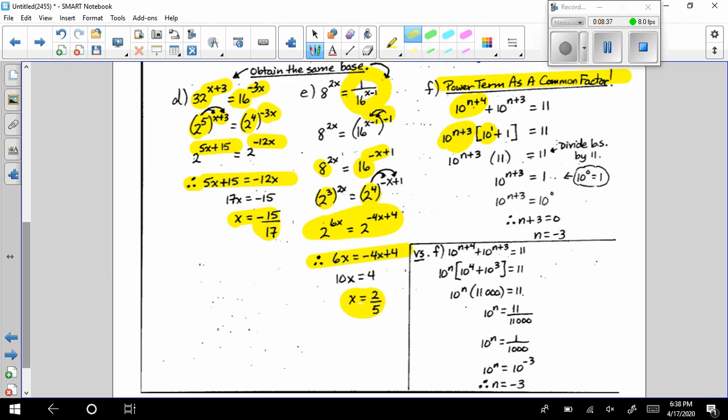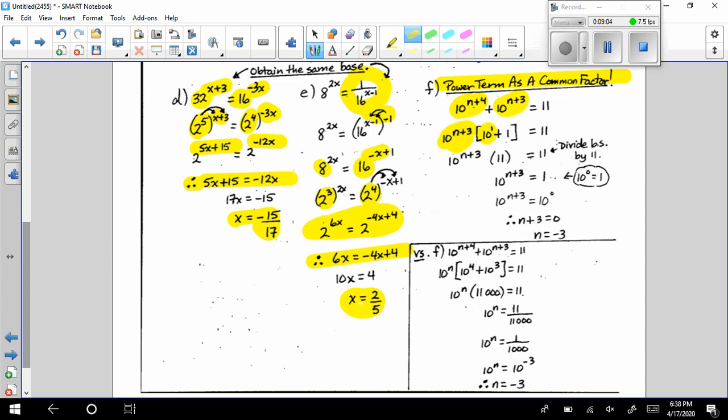If that seems mysterious or uncomfortable to you, a quick check using distributive property shows that this is in agreement with that original term. So if I multiply this common factor by the number 10 to the power of 1, remember that means I'm adding the exponents together. And n plus 3 plus 1 agrees with the n plus 4 that I had originally.